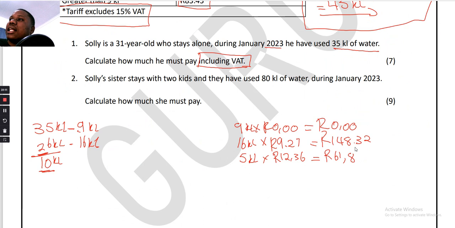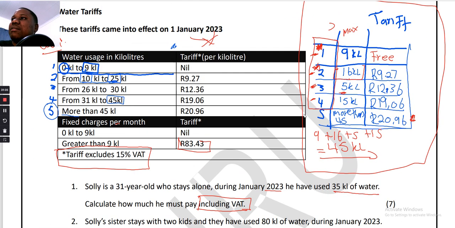Now let's check. Out of this 10 we have only charged 5 kiloliters. Then we are now left with 5 kiloliters to charge. We must charge these 5 kiloliters. Then we go back. We have depleted block number 3 now. We can no longer use this block. It's depleted.